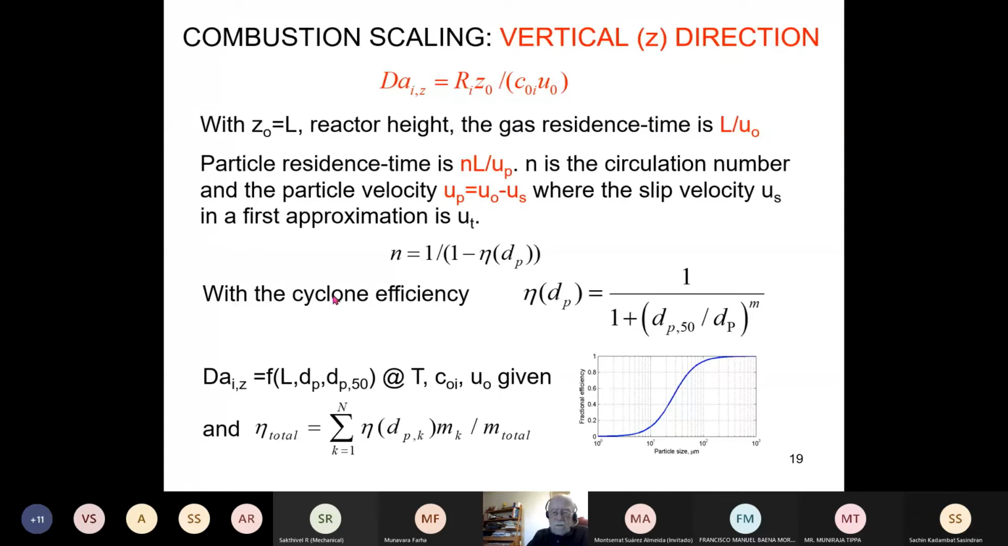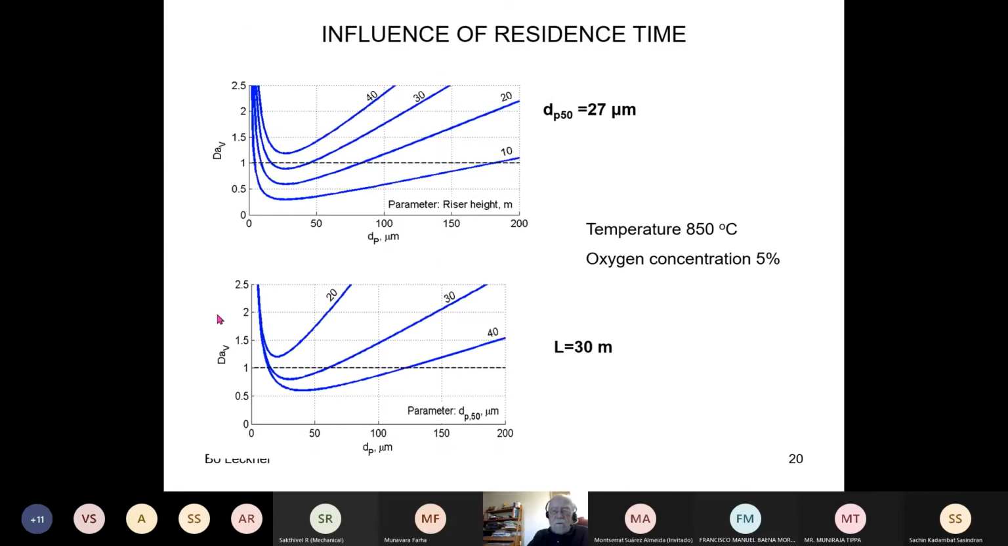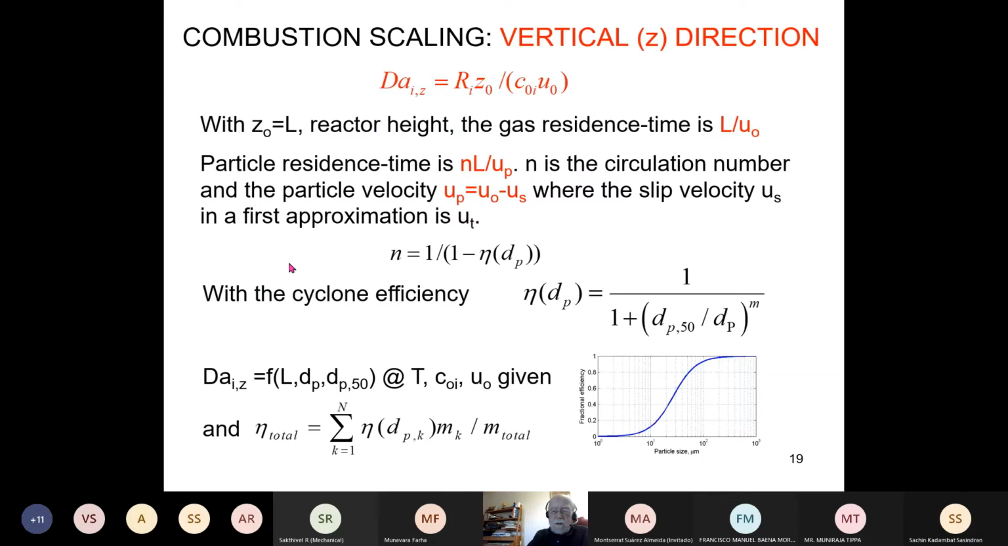Yeah, now I come to something that I have mentioned before, but this is some kind of background. We have been discussing this before, so it is to some extent a repetition. We use the Damköhler number in the vertical direction, and it is just as I have said before, where you have the vertical distance, the height of the reactor here, the fluidization velocity here, and the inlet concentration.